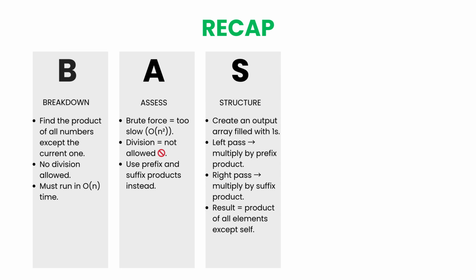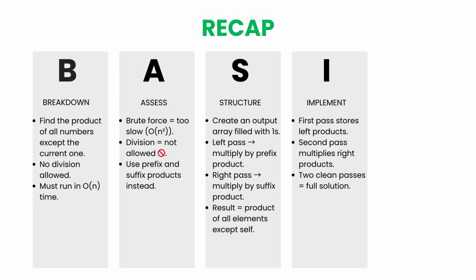Structure recap. The plan was simple but elegant. First, make an array of ones. Then, do 2 sweeps, one left to right to store the prefix products, and another right to left to multiply in the suffix products. When both passes are done, each position has exactly the product of every number except itself.